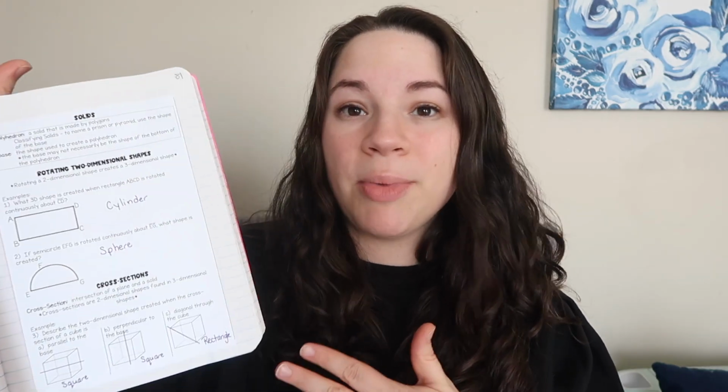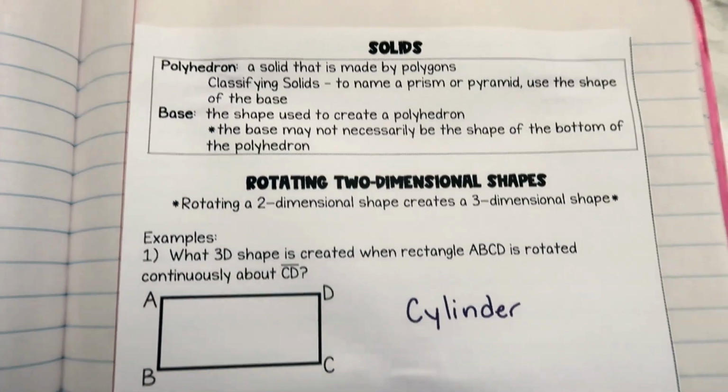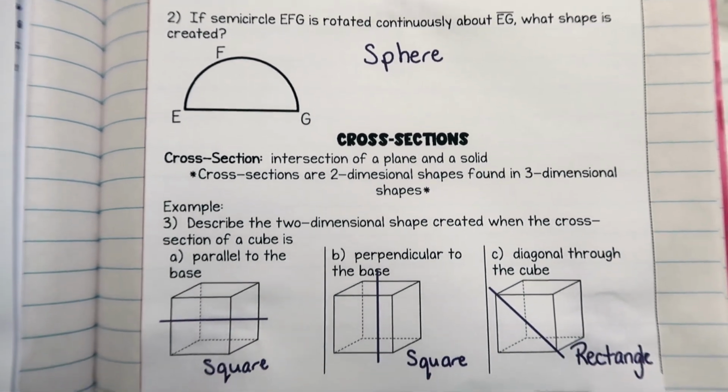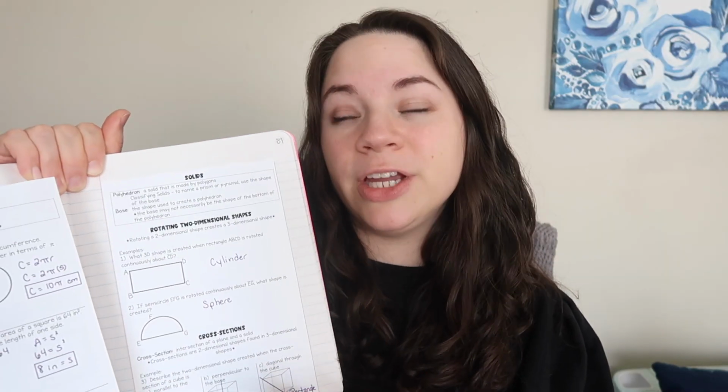The next day we get to do solids, which is just about the 3D shapes. So I talk about naming different polyhedra, the prisms and the pyramids, how it's based on their base shape. And then we talk about rotating two-dimensional figures.